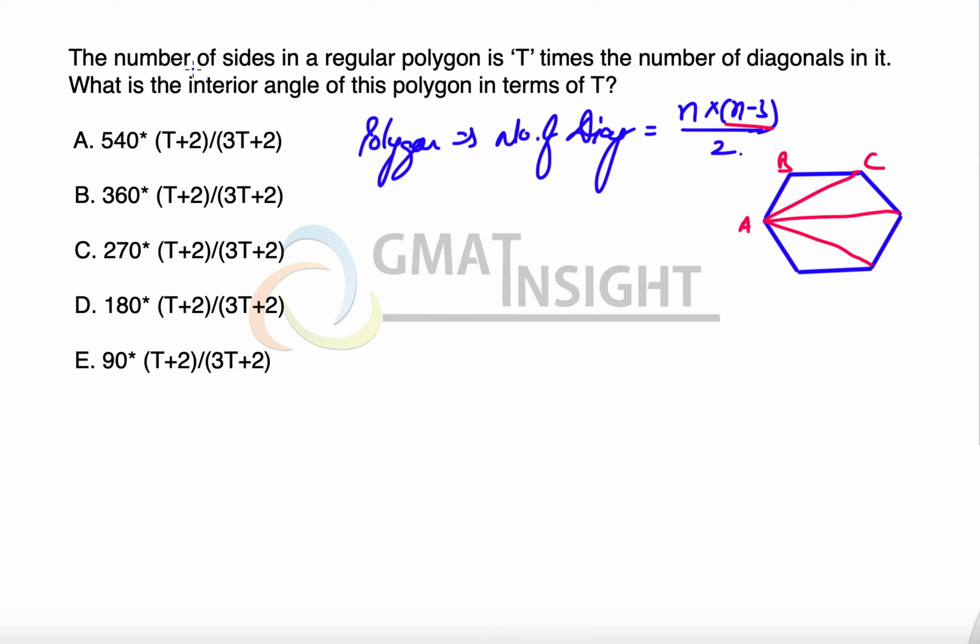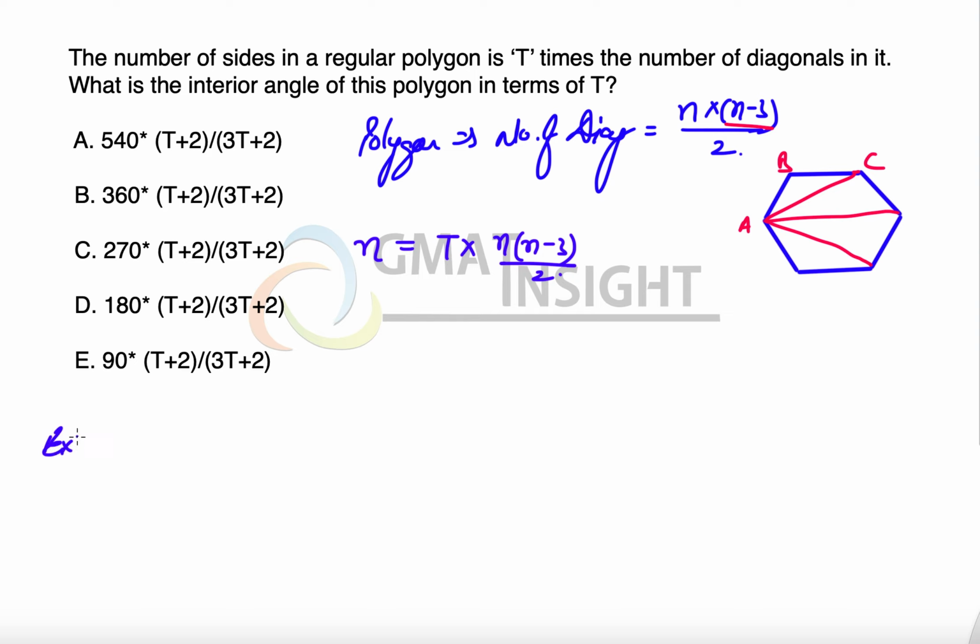The question says that the number of sides in a regular polygon, which is n, is equal to t times the number of diagonals in it. That means n is equal to t times n into n minus 3 whole thing divided by 2. The question is, what is the interior angle of this polygon in terms of t?